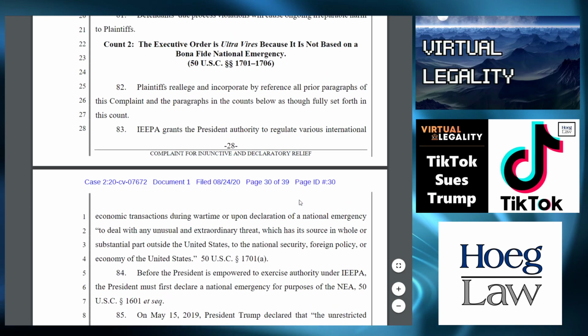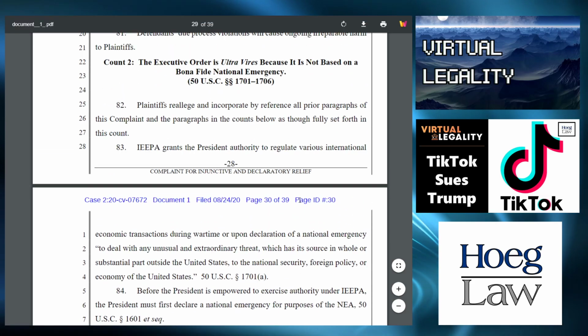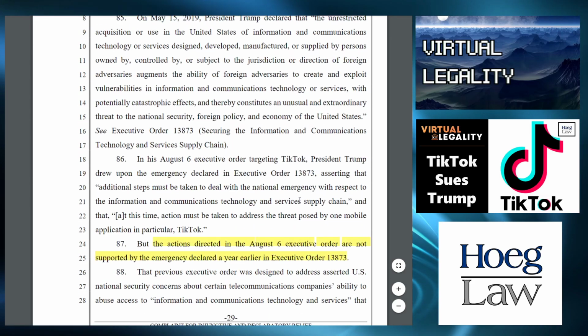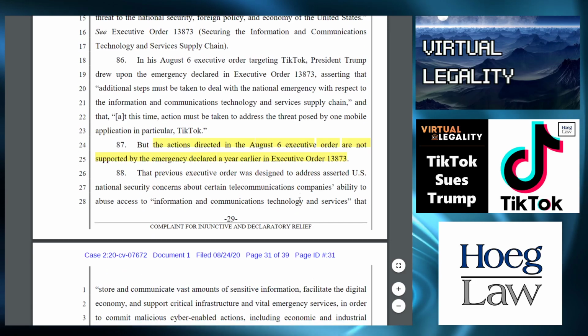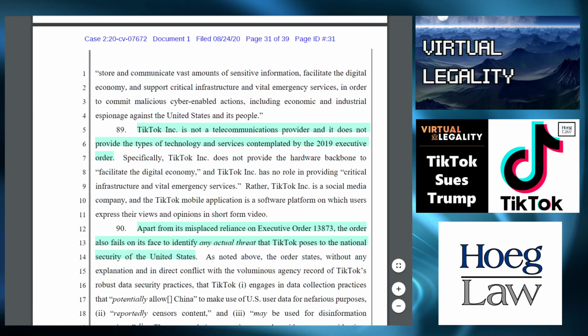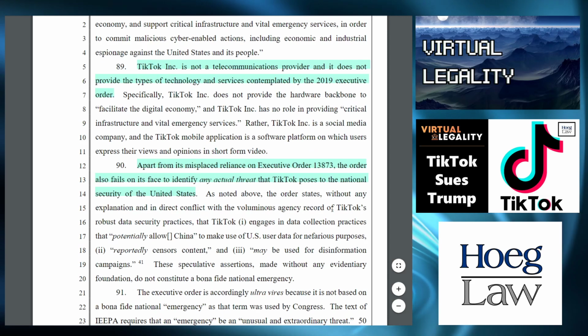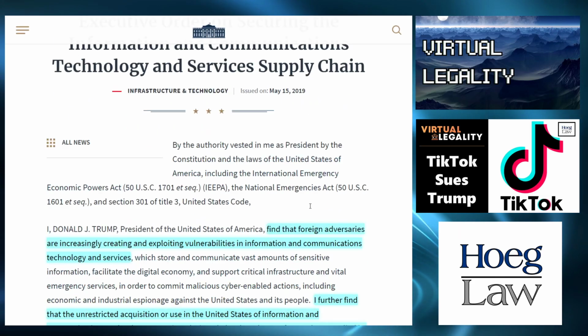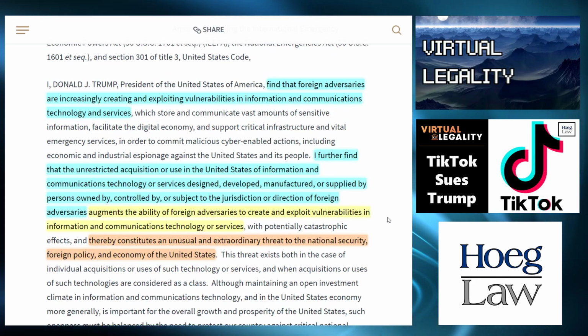The executive order is ultra vires, outside of the executive's power, because it is not based on a bona fide emergency. They say it's not supported by the emergency declared a year earlier in 13873. TikTok is not a telecommunications provider, and it does not provide the types of technology and services contemplated. Apart from the misplaced reliance on that executive order, the order also fails on its face to identify any actual threat. Now, there are a couple of problems here. Most predominantly, they are definitely a communications technology, and that's what this is aimed at.